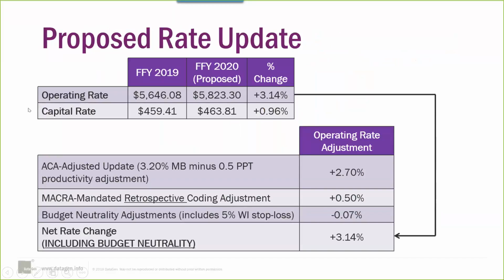For the operating rate, 3.14% is made up of the 2.7% market basket increase, net of the productivity adjustments, the increase of 0.5% due to MACRA, or the retrospective coding adjustments, as well as a small reduction due to budget neutrality, which is inclusive of the budget neutrality adjustments due to the 5% stop loss that CMS has been implementing or proposing to implement for fiscal year 2020.